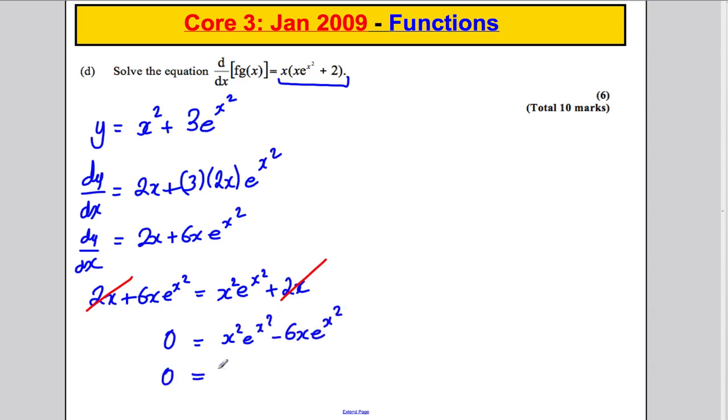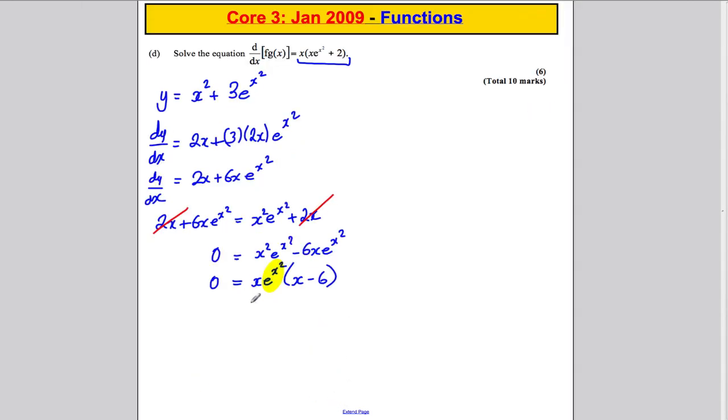And what I can do here is factorise out an x and an e to the x squared. I would get x minus 6 left here. Now, I know that e to the x squared is always bigger than 1, so that can't be contributing to the fact this is 0. So the only things that can be contributing to the fact that this is 0 is that the x here could be 0, or the x minus 6 could be 0, in which case x would equal 6. And that's our two answers for this question.